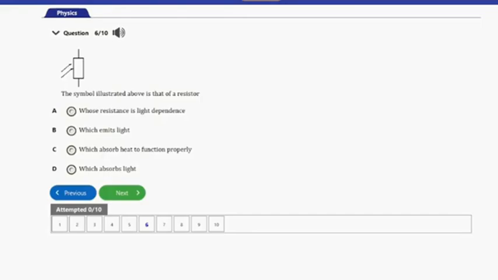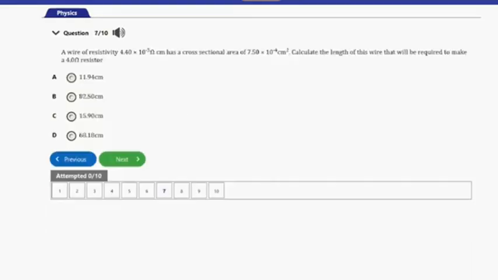The resistance actually illustrated here will absorb heat in order to function properly. So that's it for this question. Let's go ahead and consider the next question. So that's question number 7 here.